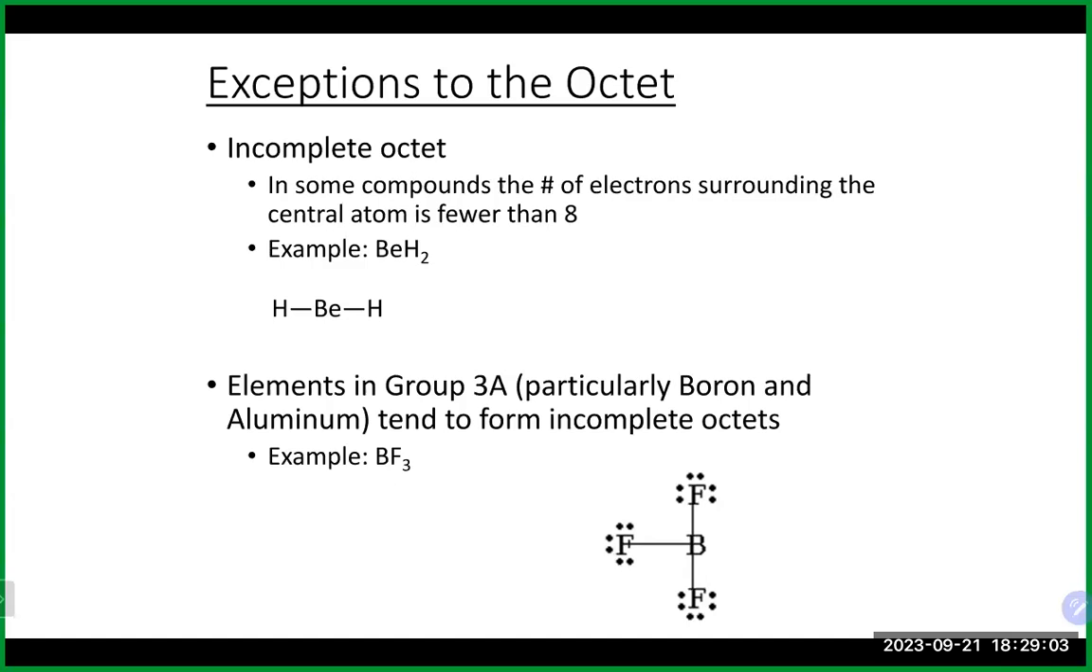Beryllium and aluminum can do that, but the most common incomplete octet you'll come across is boron. Boron is sometimes referred to as electron deficient, because it is happy and okay with only 6 electrons around it. It makes it what is known as a Lewis acid. It's able to accept electrons because it's deficient in them. Boron will only need 6 to be okay, like we see here in BF3.